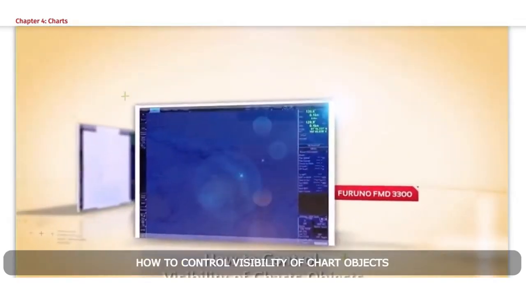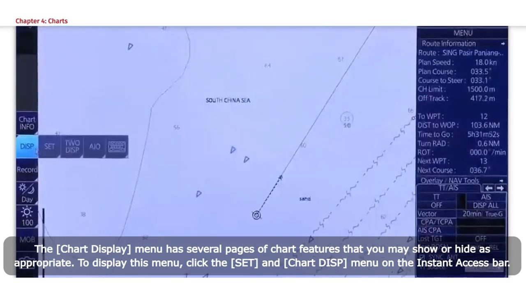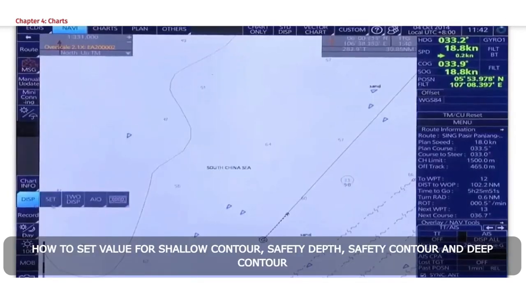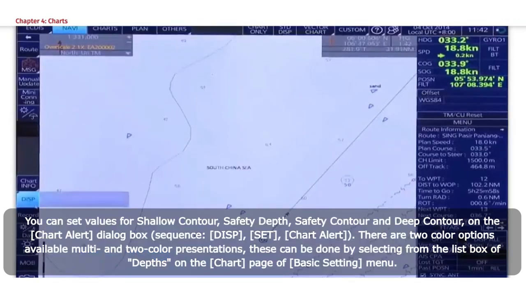How to control visibility of chart objects. The chart display menu has several pages of chart features that you may show or hide as appropriate. To display this menu, click the Set and Chart Display menu on the Instant Access bar. How to set value for shallow contour, safety depth, safety contour, and deep contour. You can set values for shallow contour, safety depth, safety contour, and deep contour on the Chart Alert dialog box. Sequence DISP, SET, Chart Alert.